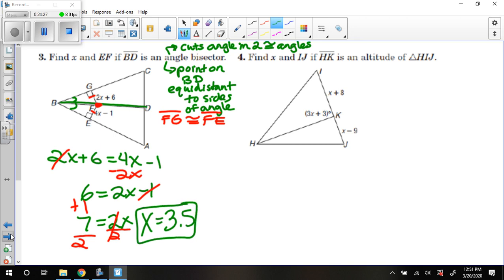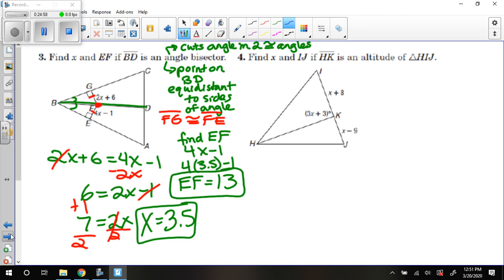In the problem it says find x and EF. So we're going to find EF. If you look at the picture, from E to F is 4x minus 1. If we plug in our 3.5, 4 times 3.5 minus 1, EF is equal to 13.